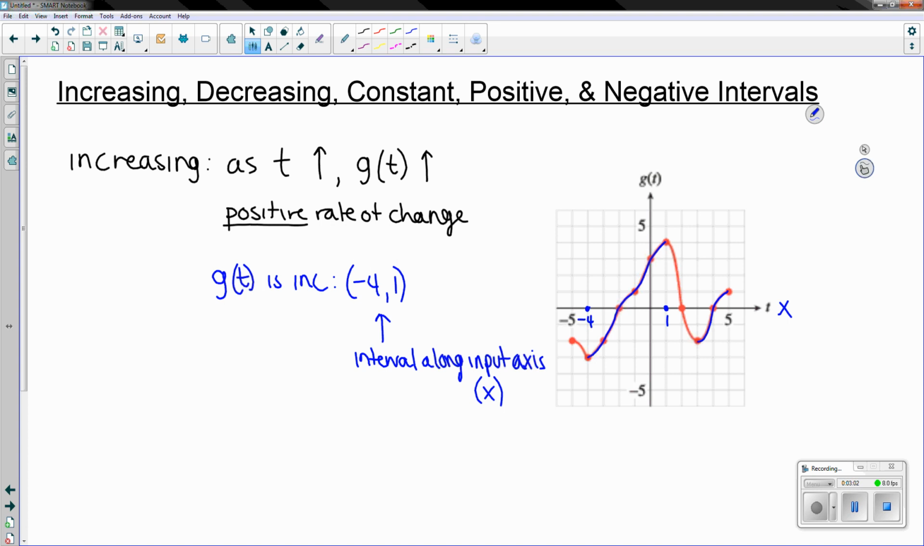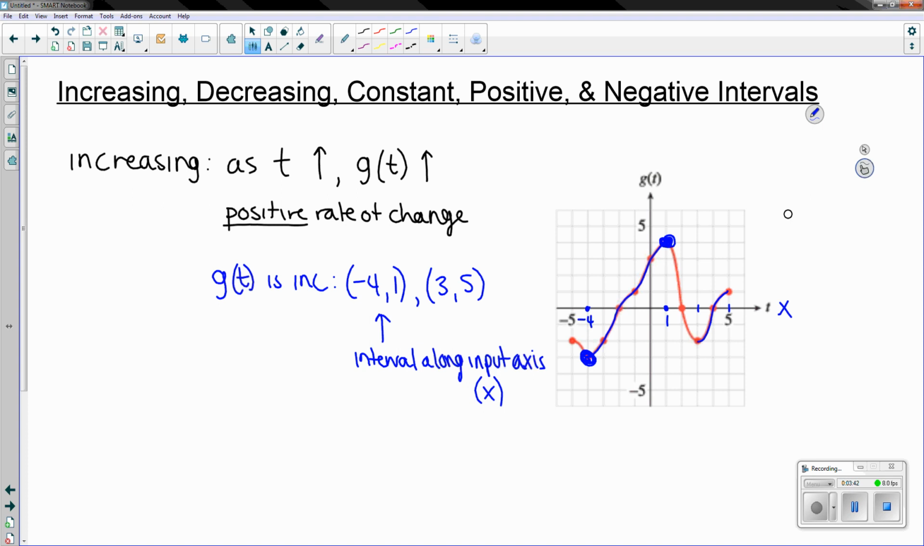Now, there could be more than one interval on which something's increasing, like we see a second interval as we move more to the right, and that's going from this point on the t-axis to this point, so from 3 to 5. So we'll put comma 3 to 5. So those are the two intervals in which this function is increasing. And again, those are not coordinates, super important. So what you don't want to do when listing where a function is increasing, decreasing, or constant, positive, negative, you don't want to say from this point here to this point here. So you don't want to list coordinate to coordinate. You're doing an interval along that input axis.